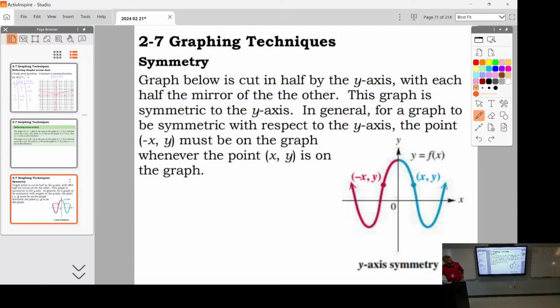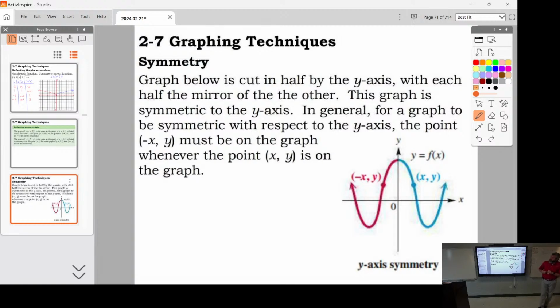The graph below is cut in half by the y-axis. This is symmetry. The blue half and the red half are mirror images. You could fold them in half and they'd be laid on top of each other. Okay, that is symmetric about the y-axis. This graph is symmetric to the y-axis.